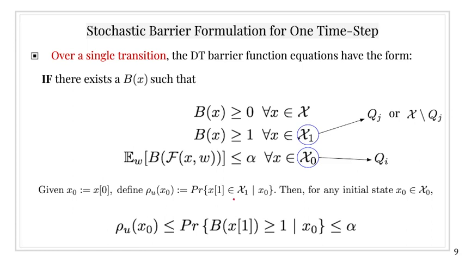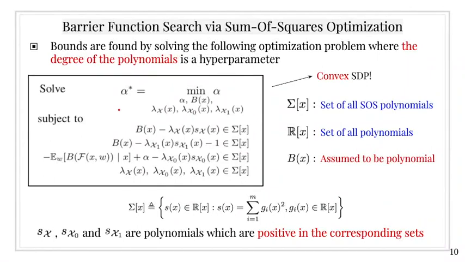Now, to obtain bounds which are as tight as possible, the objective is to search for a small alpha value such that the function b of x satisfying these conditions exists. This problem can be cast as a so-called sum of squares optimization program of this form, where the set sigma represents a set of all SOS polynomials. A polynomial is SOS if it can be written as a finite sum of polynomials squared and is therefore positive for all x. So in the constraints of the optimization program, we want this term to be SOS, this term to be SOS, and so forth. And by assuming the function b of x to be a polynomial, and by having the s functions being positive polynomials over the subscripted sets, and by having the f function term be a polynomial, it was shown that this optimization problem over the coefficients of all the polynomials involved can be converted to a semi-definite program and is therefore convex.